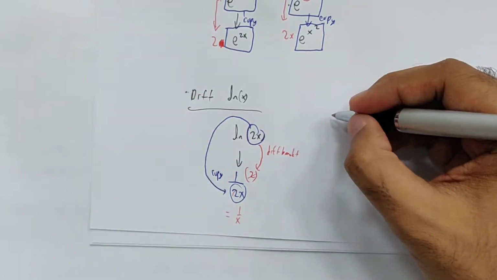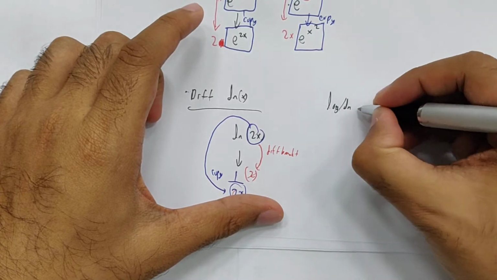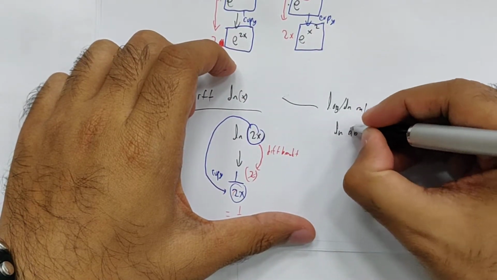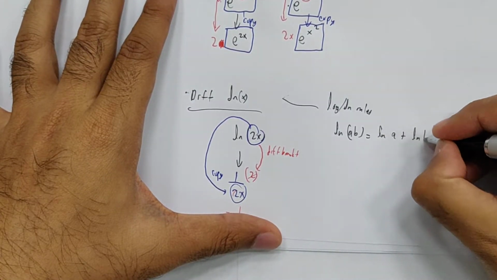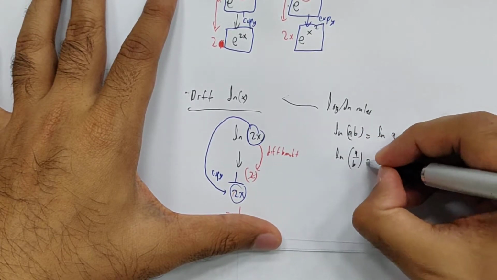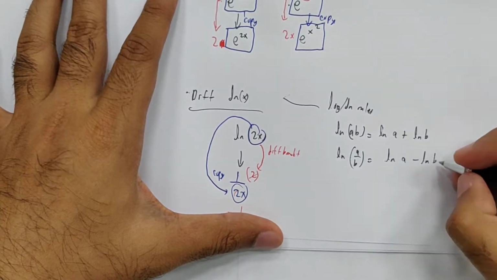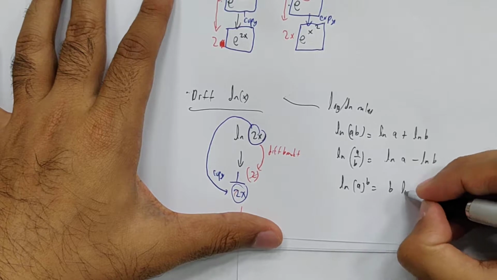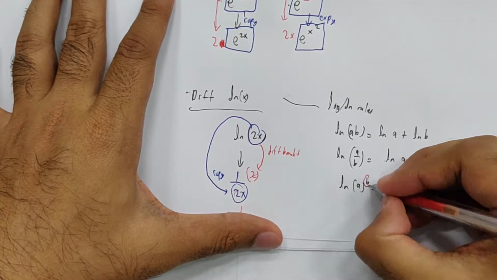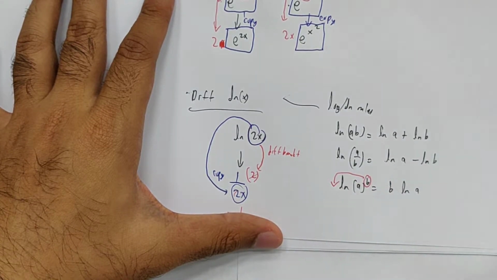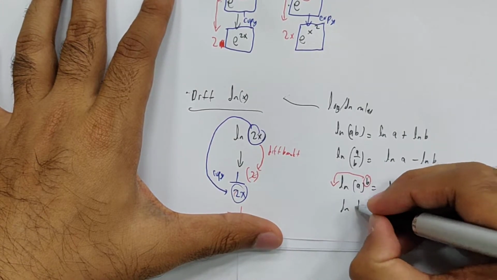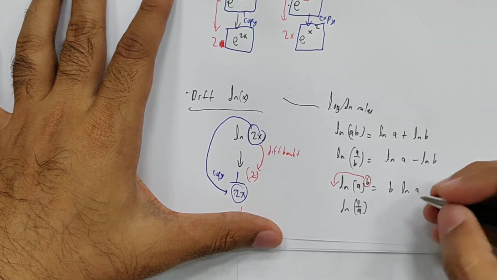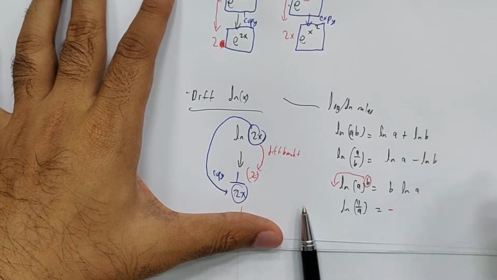And then don't forget about ln rules. In differentiation you need to remember the log and ln rules. Do you remember them? If I give you ln AB, ln A plus ln B. What else? Ln A over B, ln A minus ln B. What else? Ln A power B, B ln A. What else? What about ln 1 over A? 1 over A I can write in power form, A to the negative 1, that means negative ln A.